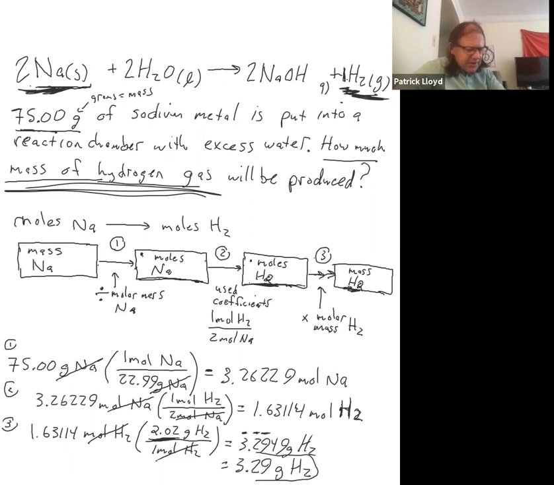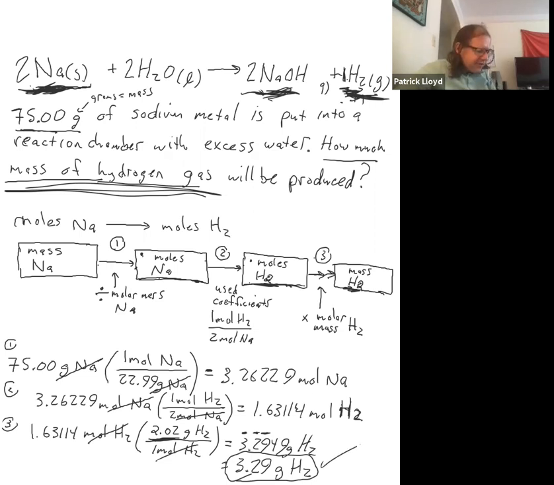Okay. Take a look at the numbers. It's not very much, right? We put in 75 grams of sodium and we only got out 3 grams of hydrogen. And the reason for that, sodium weighs a lot. It's almost 23 grams per mole. And so it weighs a lot, but the hydrogen doesn't weigh very much. So most of the mass in the product side is going to go into the sodium hydroxide. This weighs a lot more than hydrogen. So you'd probably end up with 70 grams of sodium hydroxide or something like that. But in any case, there it is, 3.29.